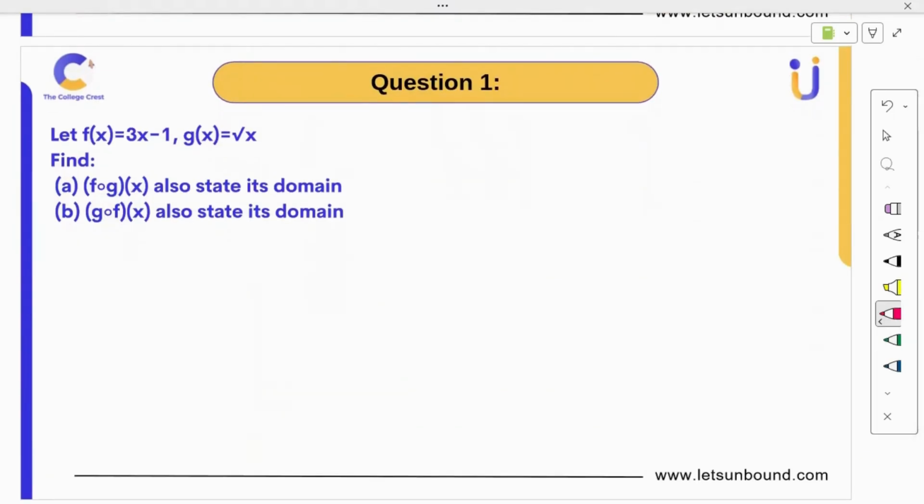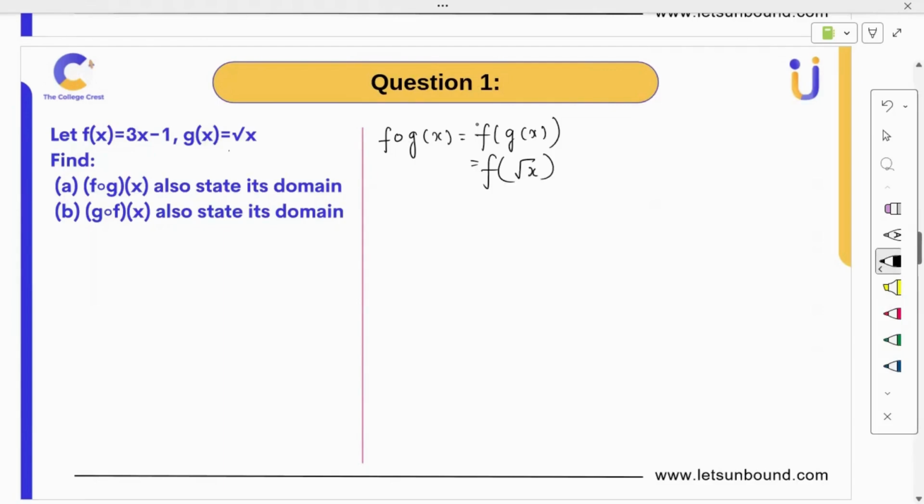f of x is this, g of x is this. Find f composition g of x, and also state its domain. Simple. Let's solve this. f composition g of x means you will write it as f of g of x. So first you work on the inside: what is g of x? Root x. I know what f of x is. What is f of root x? You replace your x with root x. So 3 times root x minus 1.